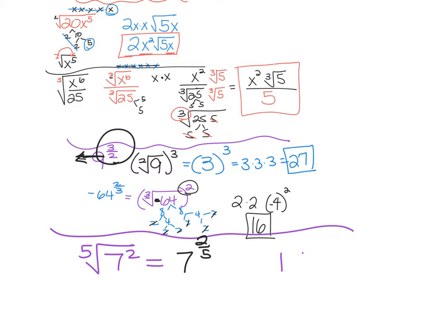If I had 15 with a cube root and maybe like to the 4th power, this would become 15 to the 4/3. So all you're doing with those is rewriting them. You don't need to simplify these.